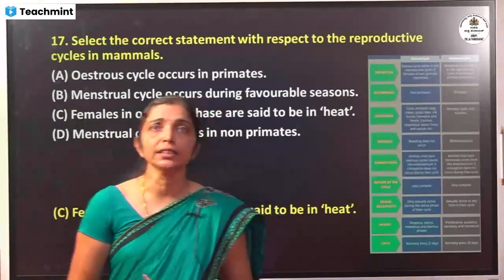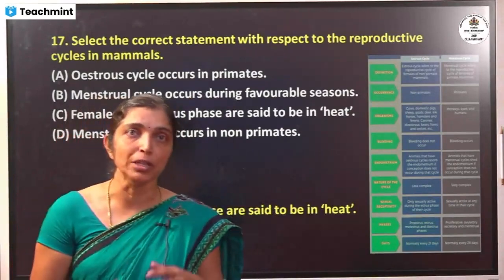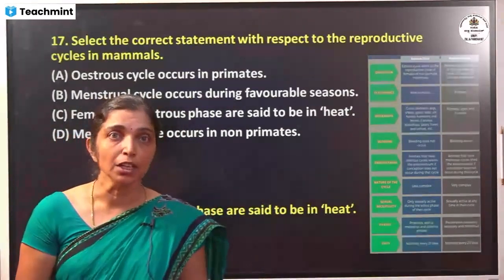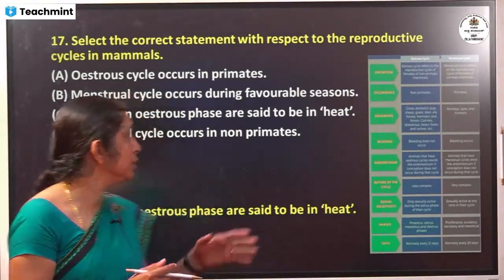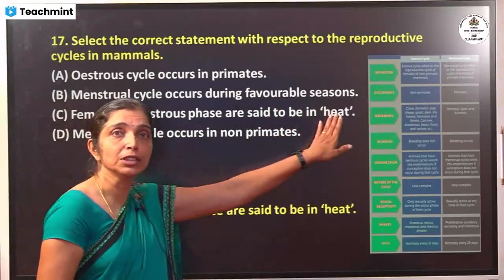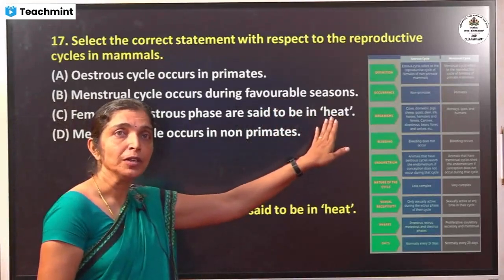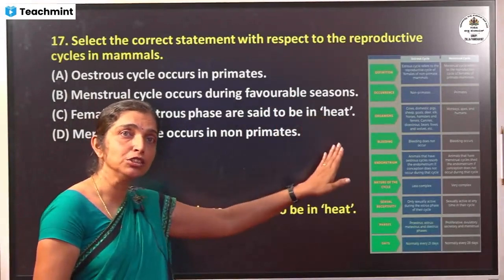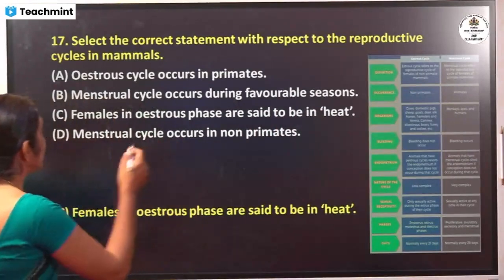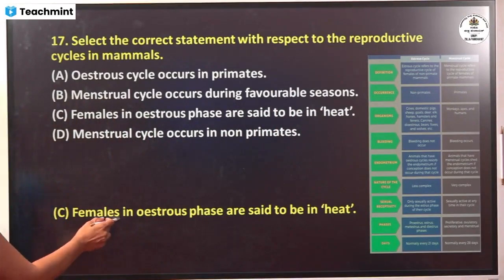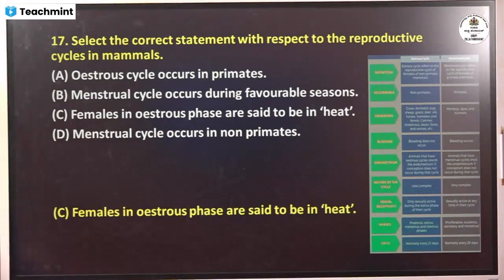Menstrual cycle occurs during favorable seasons. No, menstrual cycle is seen in primates who are continuous breeders, whereas here the thing is favorable season. It is not seasonal breeders. The mammals which show menstrual cycle are continuous breeders and not seasonal breeders. So definitely that is not the right answer. C is the right answer, wherein females in estrous phase are said to be in heat. D is not the right answer because menstrual cycle occurs in primates and not in non-primates.